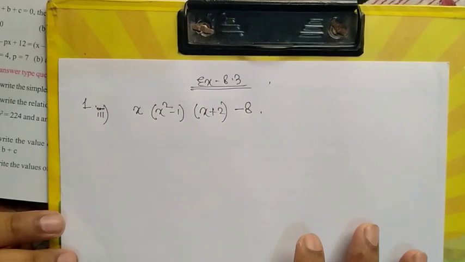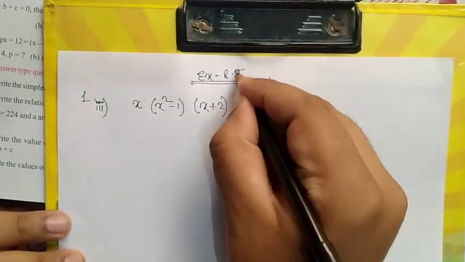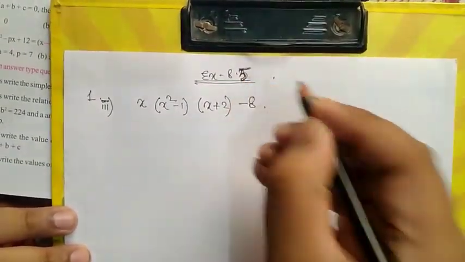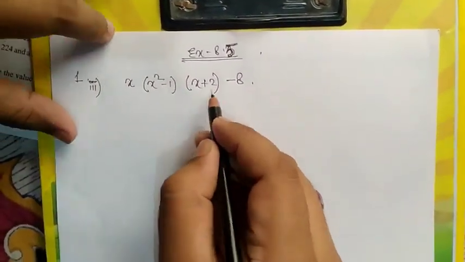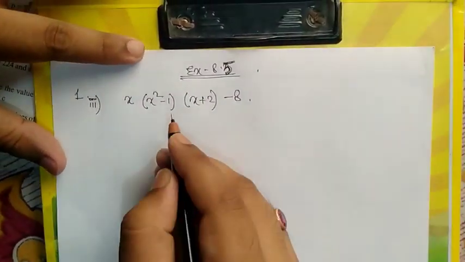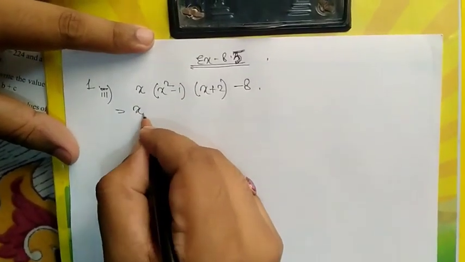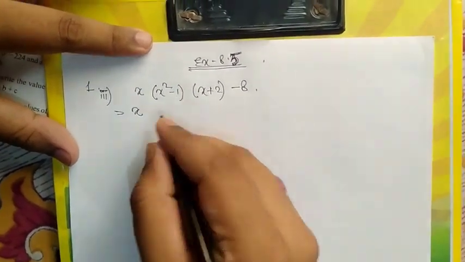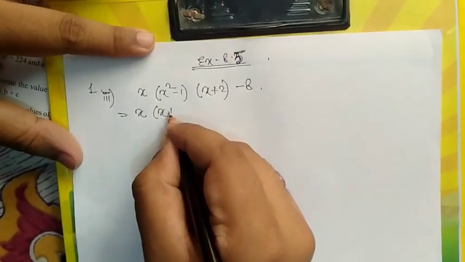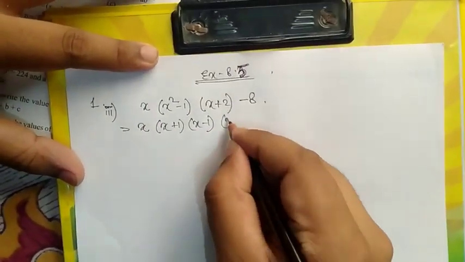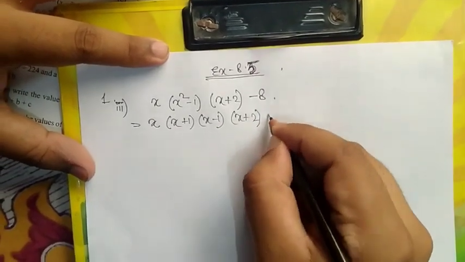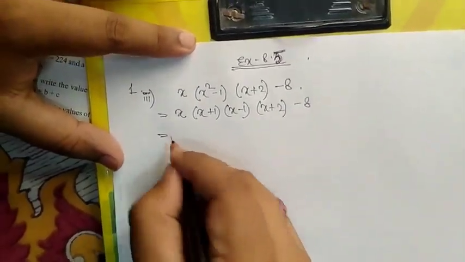This is chapter number 8.5, sum number 1 part 3: x into (x square minus 1) into (x plus 2) minus 8. So therefore first of all, this is a square minus b square form. So here we can get (x plus 1) into (x minus 1) into (x plus 2) minus 8. This is a special type of sum.